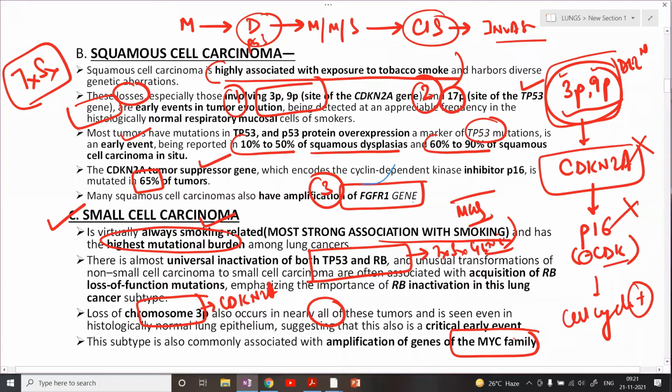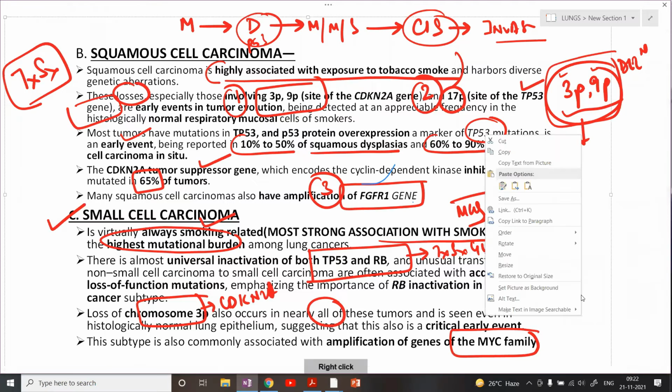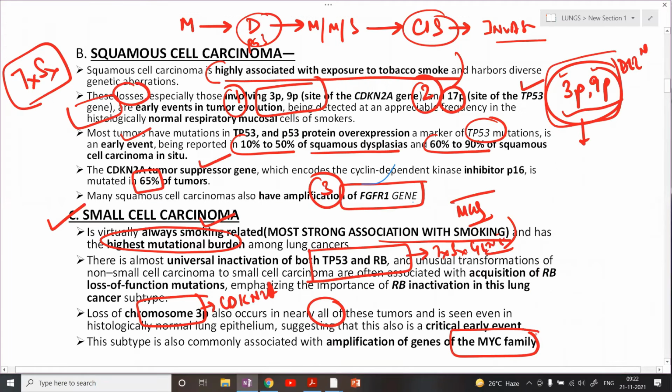Now one question, not associated with lung tumor. Can anyone tell me which other tumors are associated with mutations of the MYC family? Yes, one is small cell carcinoma. Which other tumors are associated with mutations of the MYC family? N-MYC is associated with neuroblastoma. Okay.